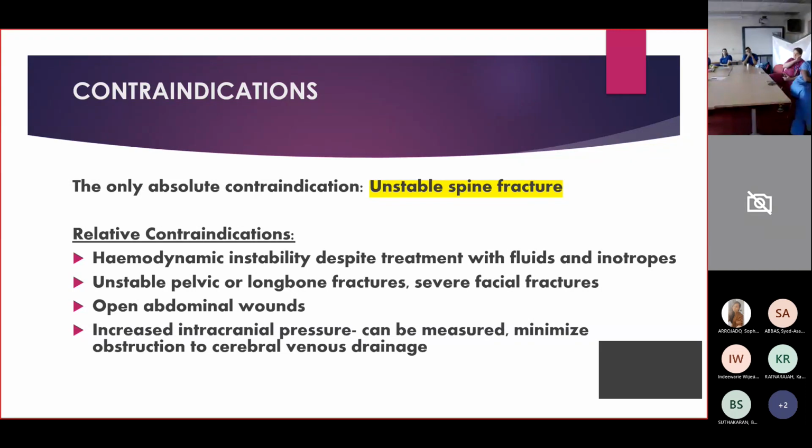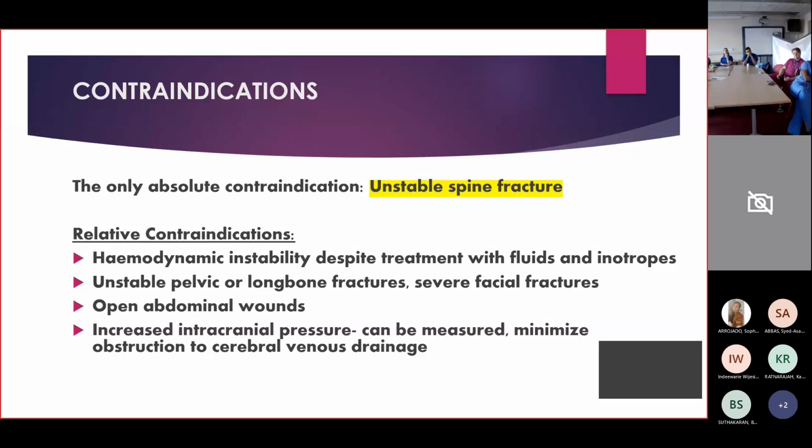The only absolute contraindication according to this review article is an unstable fracture of the spine. But there are other related contraindications like hemodynamic instability, in spite of treatment with fluids or inotropes, any unstable pelvic fracture, long bone fracture, severe facial fractures, open wounds of the abdomen, increased intracranial pressure. But again, this is a relative contraindication because if we are monitoring the intracranial pressure continuously, we minimize obstruction to the cerebral venous drainage by adjusting the position of the patient.